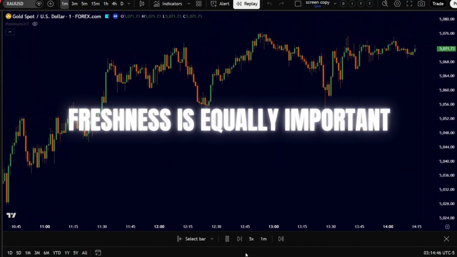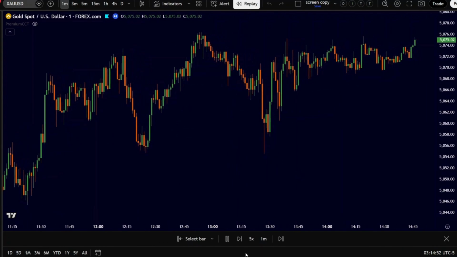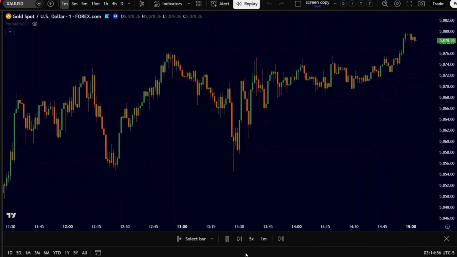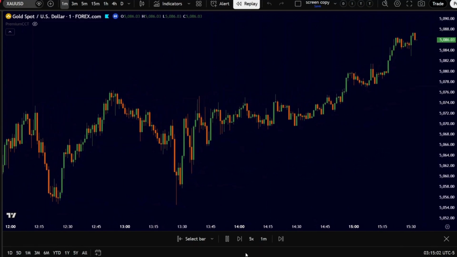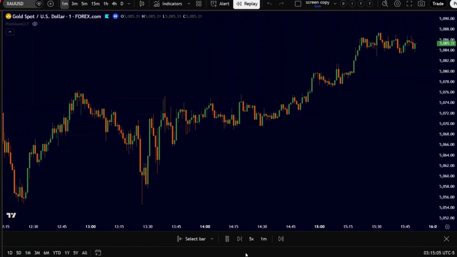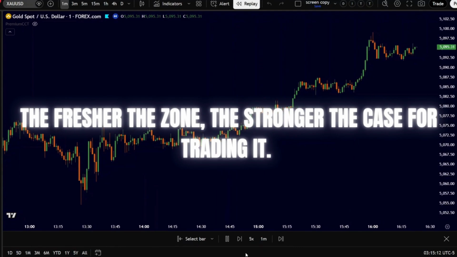Freshness is equally important. The longer an order block sits untested, the more the market environment around it changes. New demand and supply zones form, structural levels shift, and the original order block loses its relevance. As a general rule, the fresher the zone, the stronger the case for trading it.